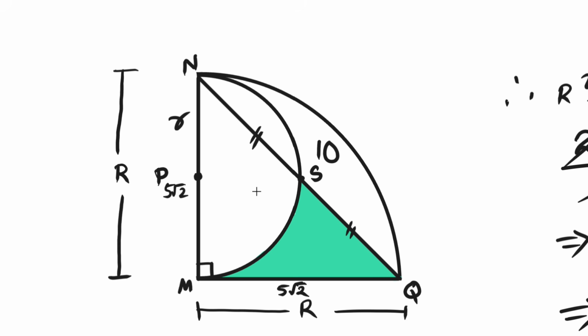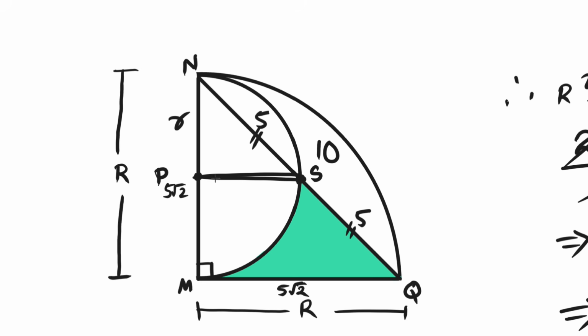Now let's use the information that NS equals SQ. Since NQ is 10 units and S is its midpoint, each half must be 5 units. So NS equals 5 and SQ also equals 5. Now, because of the special right isosceles triangle we have here, the midpoint relationships allow us to determine the corresponding horizontal and vertical lengths around point P. In particular, PN is 5 square root of 2 divided by 2, and PS has the same length.